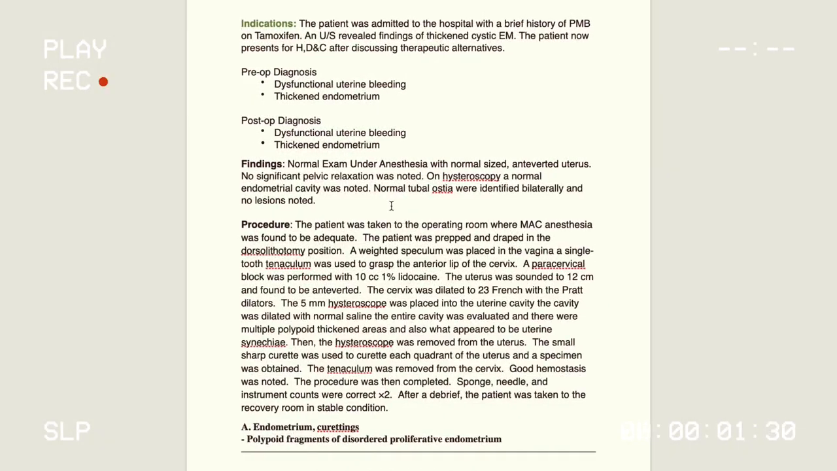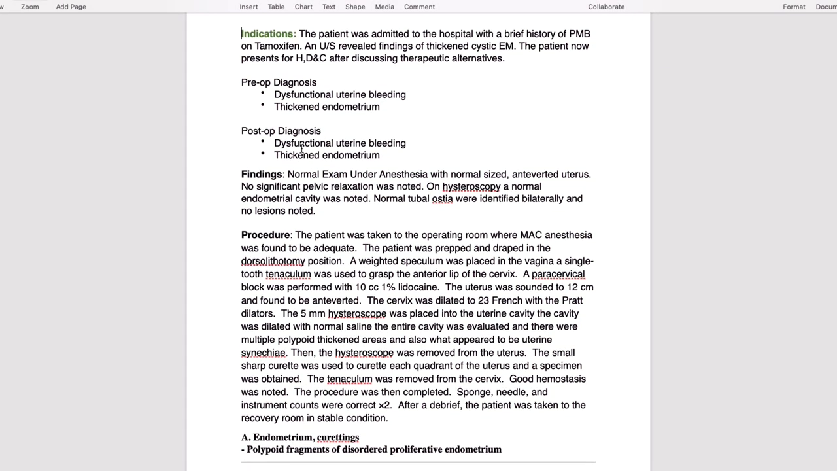So here we are with our first case. It says the patient was admitted to the hospital with a brief history of postmenopausal bleeding. An ultrasound had revealed findings of a thickened cystic endometrium. The patient presents for HDNC, which is a hysteroscopy and dilation and curettage. So we have the pre-op diagnosis and post-op. Those both are the same. And then we get into the findings and the procedure.